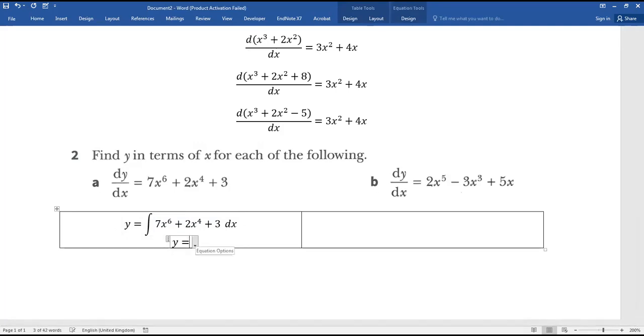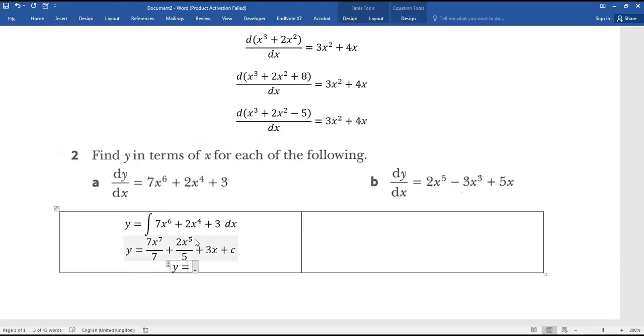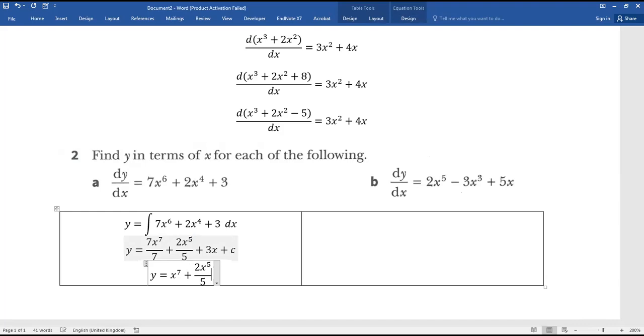What is our y in this case? 7x to the power 7 upon 7 plus 2x to the power 5 upon 5. How do you integrate 3? What is the integral of 3? The 3x. Well done. 3x and then plus c. Remember, without the plus c, the integral is incomplete and hence it is wrong. Is this clear? Yes, sir.